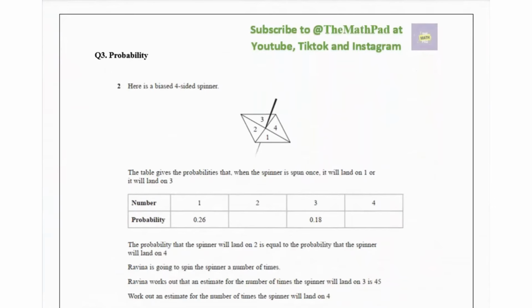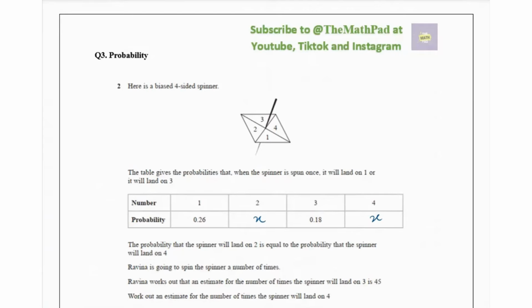Then probability. Probability also always comes, they never skip out on this. So it says here's a biased four-sided spinner. The table gives the probabilities that when the spinner is spun once, it will land on 1 or it will land on 3. So we have the probability of 1, which is 0.26, and the probability of 3, which is 0.18. The probability that the spinner will land on 2 is equal to the probability that the spinner will land on 4. So that means if this is X, this is also X.